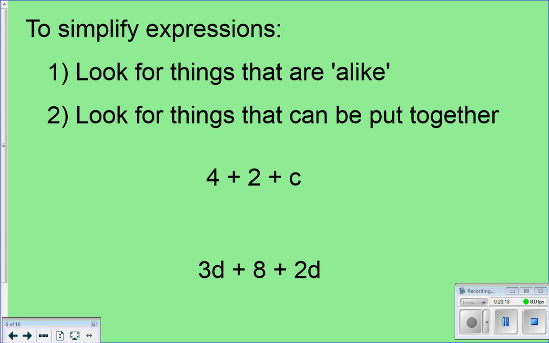So what we're going to do today is we're going to simplify expressions. So we're going to do two things. You're going to have to tell the difference between the properties, and you're going to have to simplify expressions. So let me show you how this works. Okay? We're going to start with this.